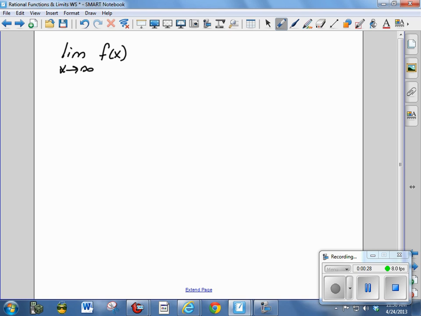If the numerator has a degree higher than the denominator, when we plug it in, y just goes to infinity. In that case, we have no horizontal asymptote. If the numerator has a lower degree and the denominator has the higher degree, then as we put in a very large number for x, y just goes to 0. So we have a horizontal asymptote at y equals 0.